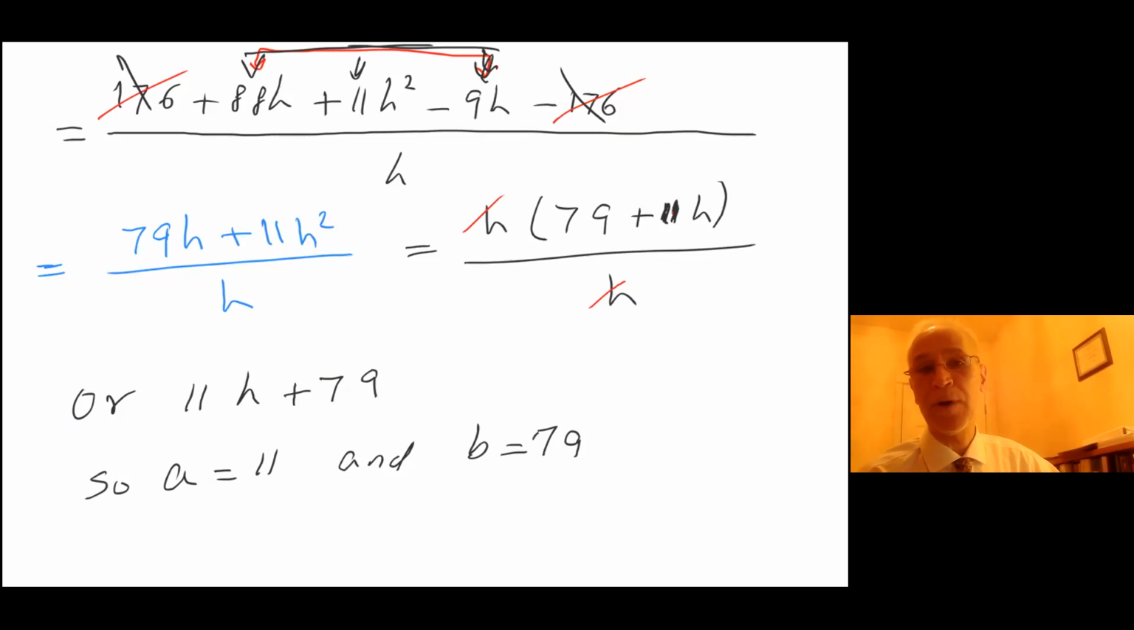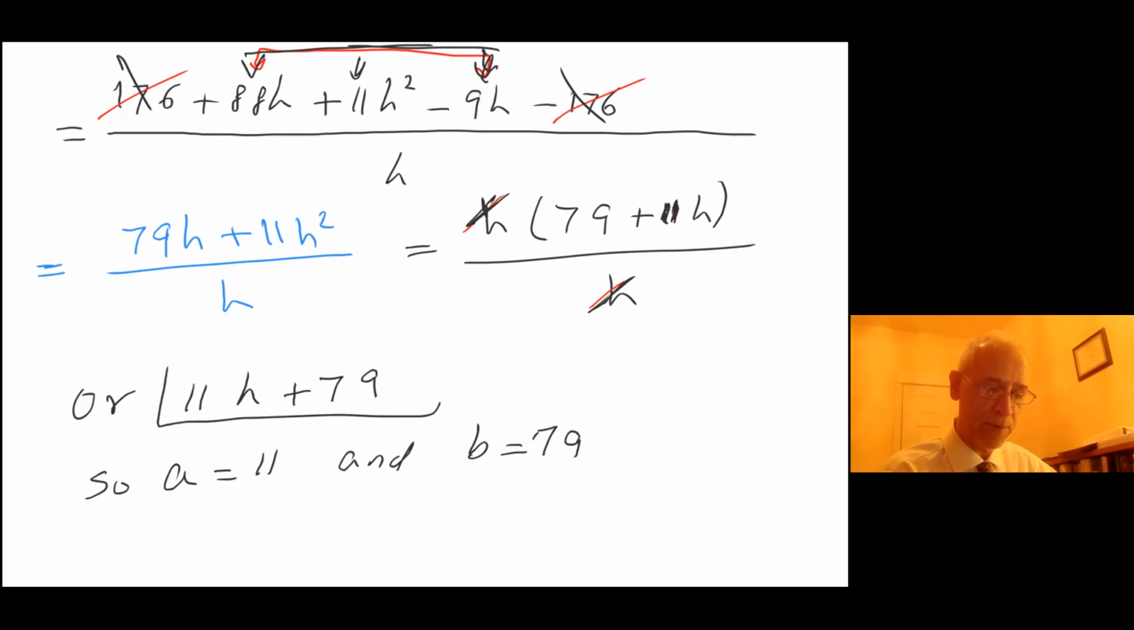Now from the top, I'm going to go ahead and factor out an h. H, parentheses 79 plus 11h. Now that I have a product, I can cancel this h right here with this h. So I'm left with 79 plus 11h, or 11h plus 79. I'm going to rewrite it to put it in the form that is standard. Okay, so what is A? It's the coefficient of h, in this case 11. What is B? B is 79.